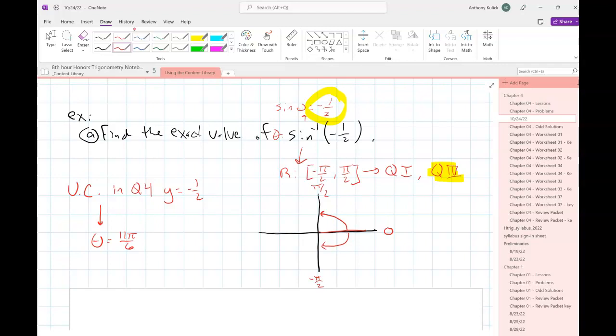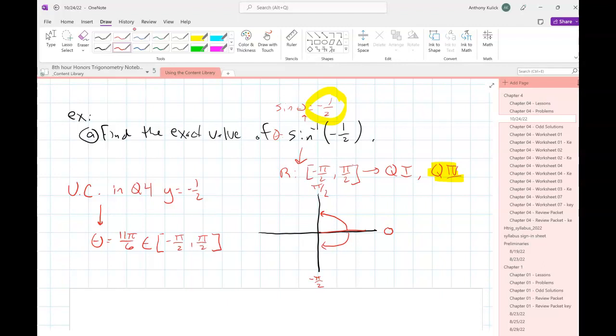No. But Mr. Kulik, we just did exactly what you said. Well, the problem is that angle is not between negative pi over 2 and positive pi over 2. Oh no! What are we going to do to find an angle that gives us an equivalent answer that does lie between negative pi over 2 and positive pi over 2? Find an angle coterminal to it. So I'll be adding or subtracting 2 pi, or 360. In this case, since we have a radian answer, we'll do 2 pi.